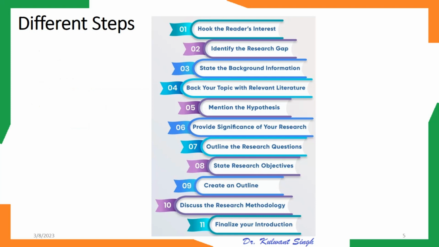Different steps you can follow in the introduction chapter. First of all, take care of the reader's interest. Identify the gap. State the background information of your topic. Then back up your topic with the literature. Mention the hypothesis, if any, in your case. Provide the significance of your research. Outline the research questions. State the research objectives. Create an outline. Discuss the methodology and finalize your introduction.